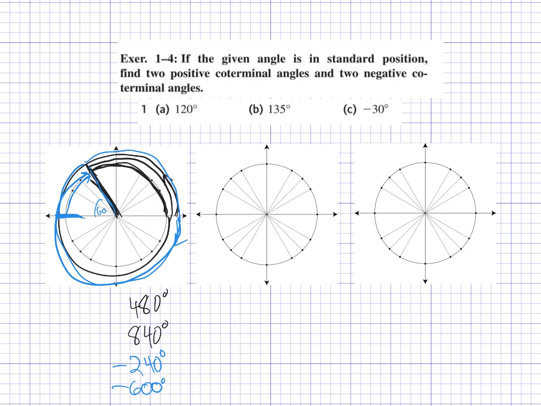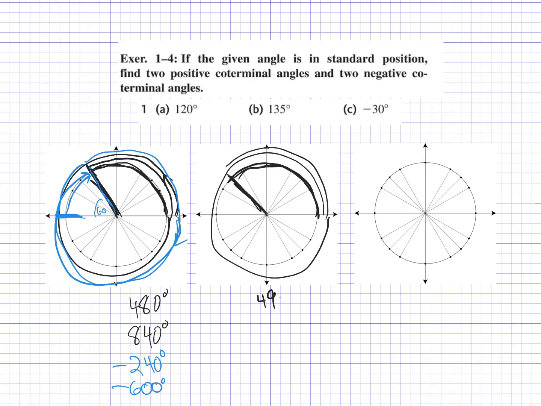Now, letter B, 135. 135 is right here. So there's your 135. And again, what we'll do is we'll go all the way around 360 plus 135. That's 495. And add 360 to go around again to get to the same position. So 360 and 495 is 855 degrees.